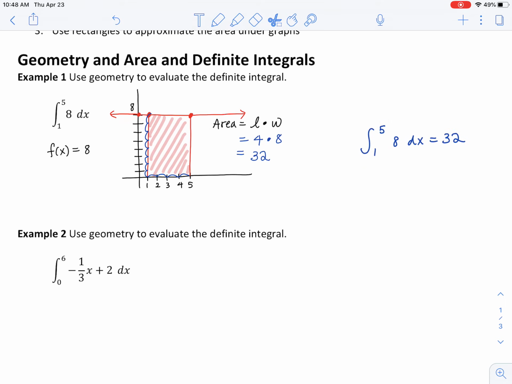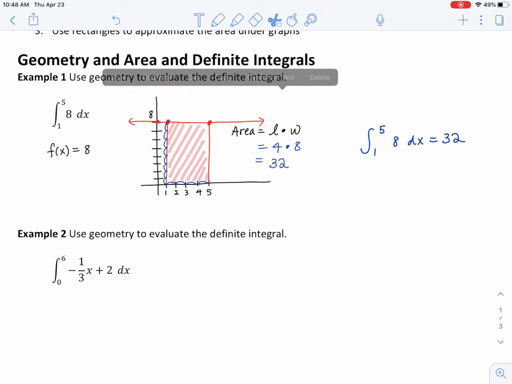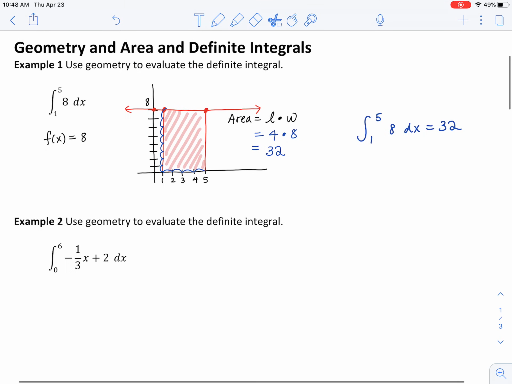Now, I want you to draw pictures for this lesson. Just want you to know that the integral is really the area under the curve. And that is how we can use geometry to evaluate these definite integrals. And later, of course, we're not going to graph everything because we'll learn all these tricks. We'll learn how to evaluate these definite integrals without graphing.